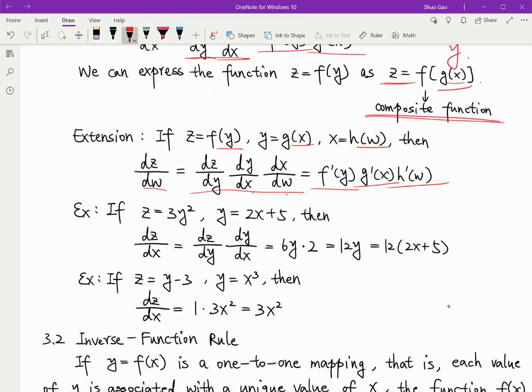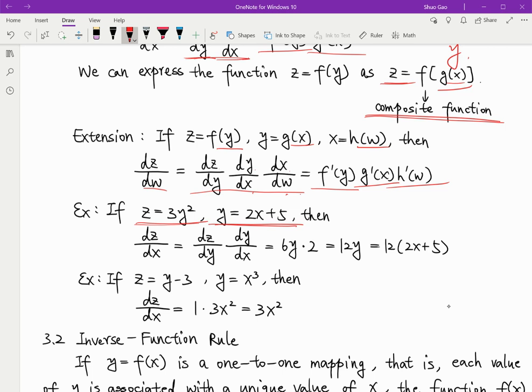For example, z equals 3y squared, and y equals 2x plus 5. So z is a function of y, and there's no x in the z function. However, y is a function of x. So you can replace y using the function 2x plus 5, plugging 2x plus 5 into this function to find the relationship between z and x. So this is the idea of a composite function.